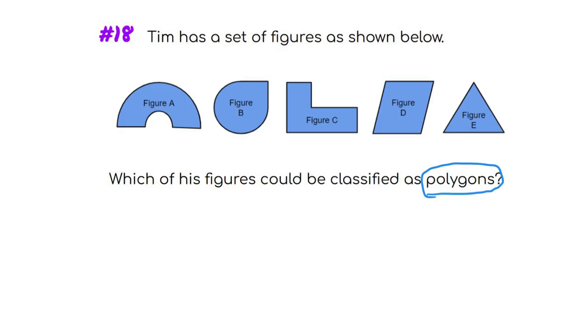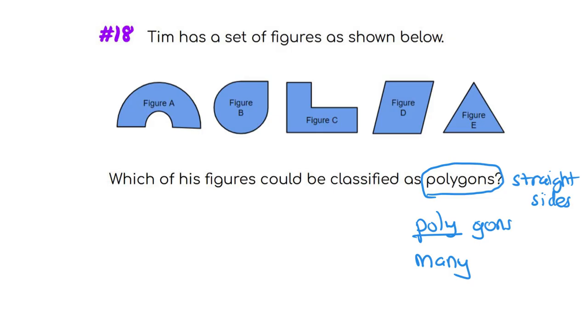Polygon, poly means many, like M-A-N-Y, like there's lots of them. And of course, gons has to do with it being a shape. And so this is a many-sided shape. It can have any number of sides, but they have to actually be sides, which means they have to be straight. A polygon has to have straight sides.